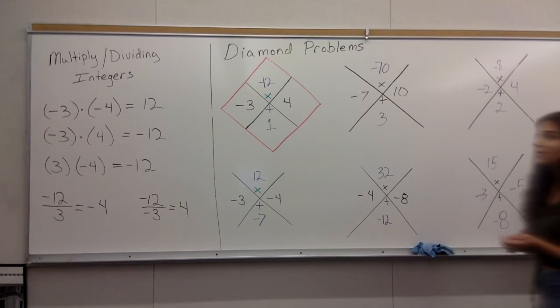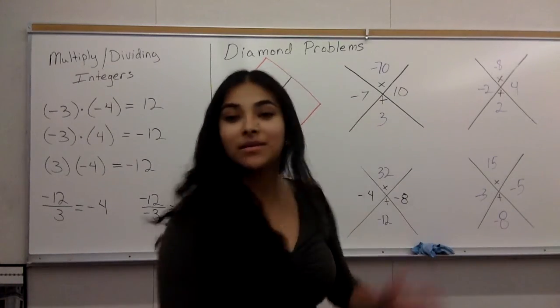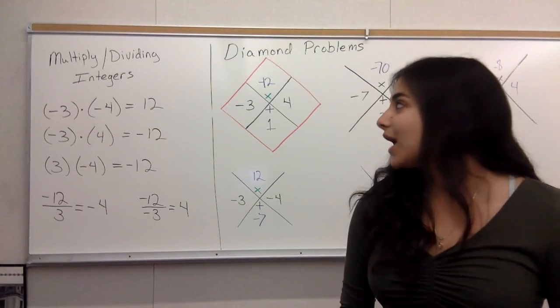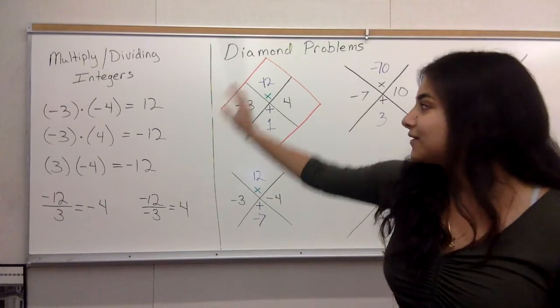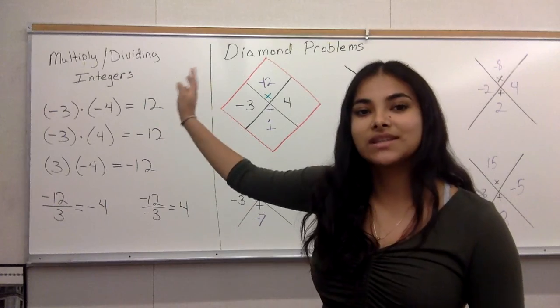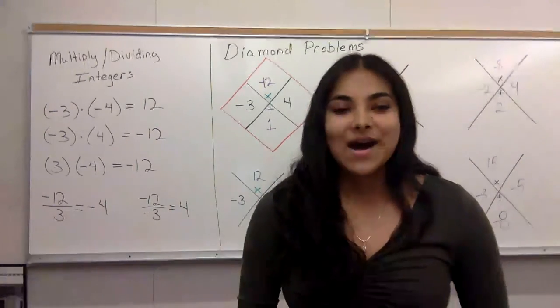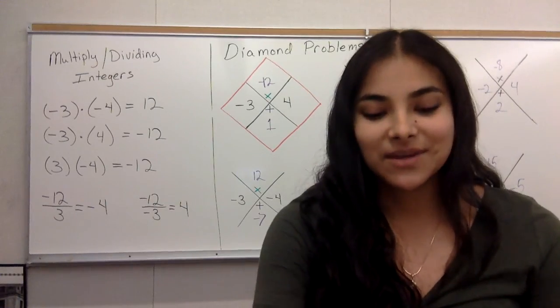And that is how you multiply and divide integers, and that is how you solve diamond problems. I hope this video helped, and just remember the rules of multiplying and dividing integers, because you're going to need this information in the future when you're doing other math. So just practice, and I'm sure you guys will get it eventually.